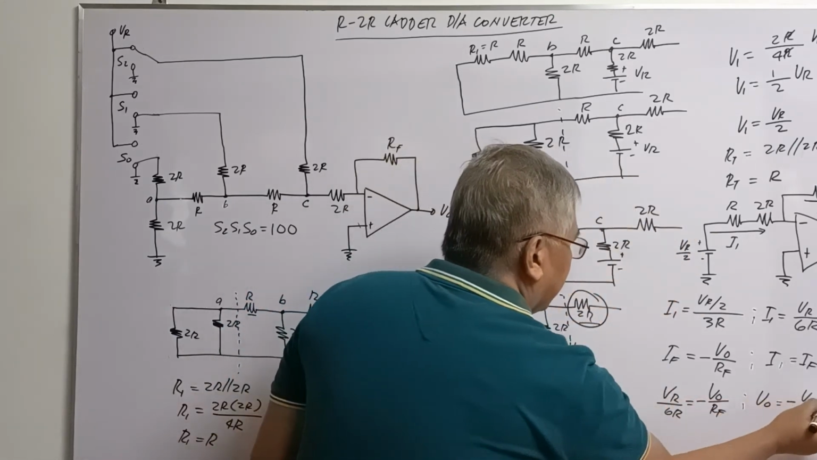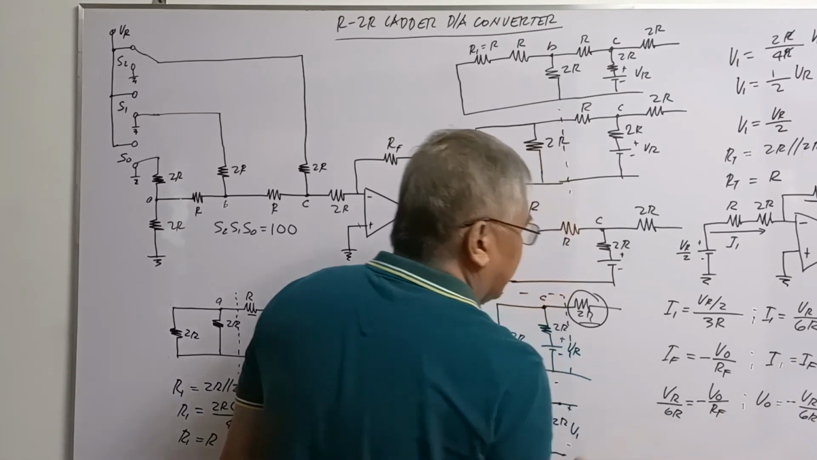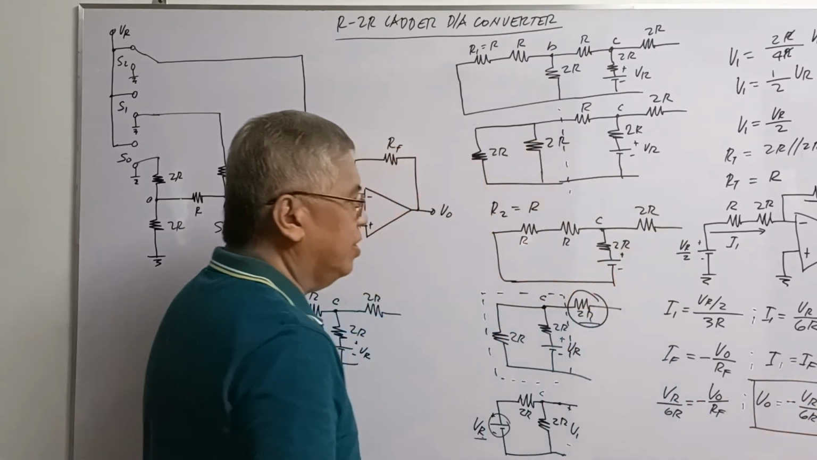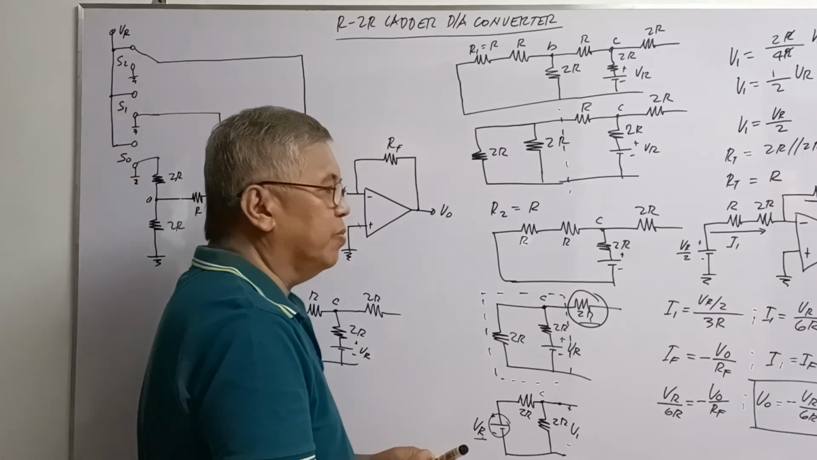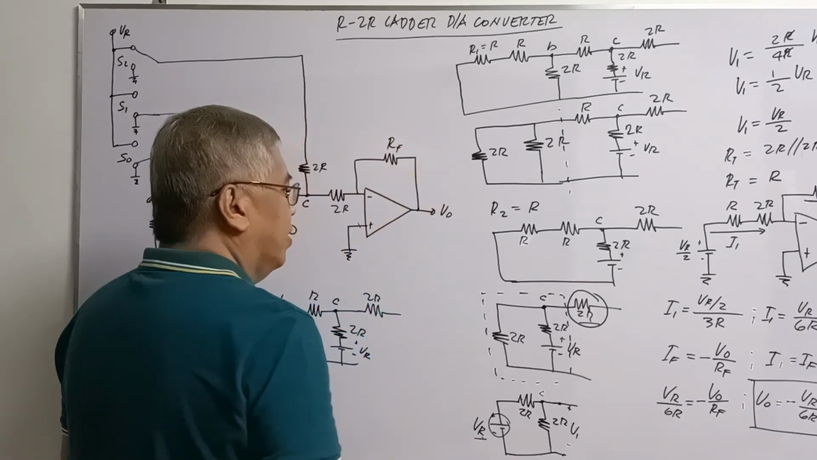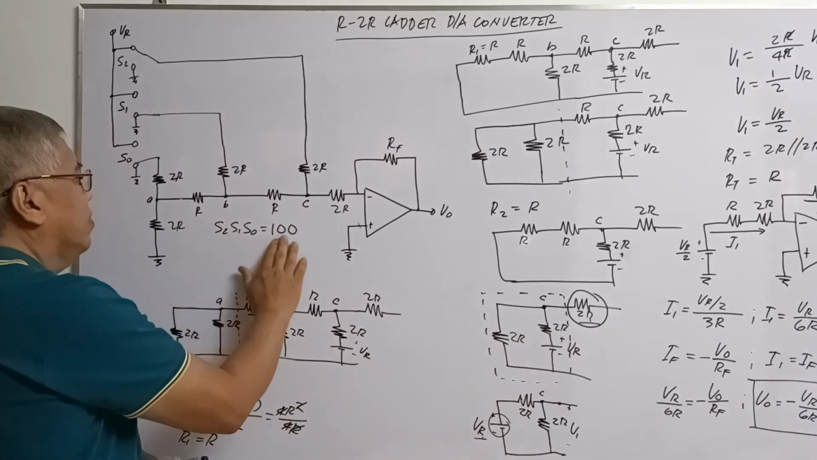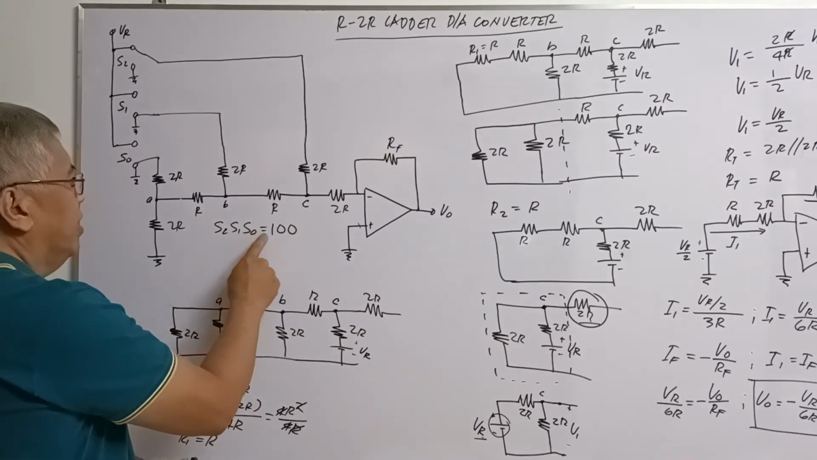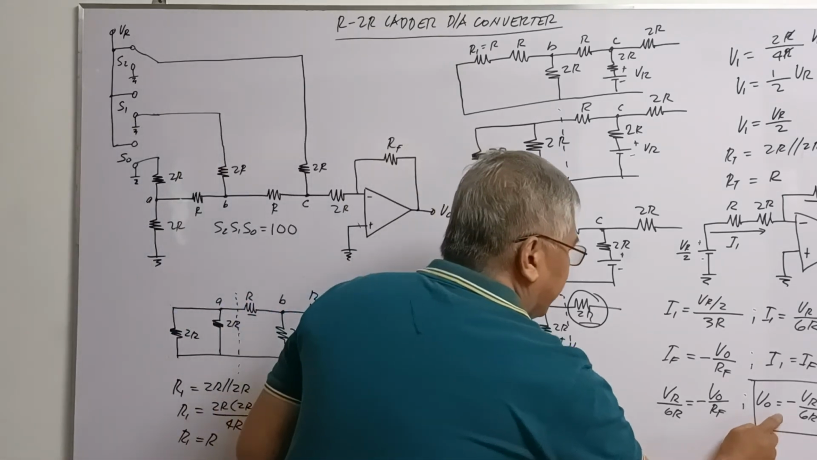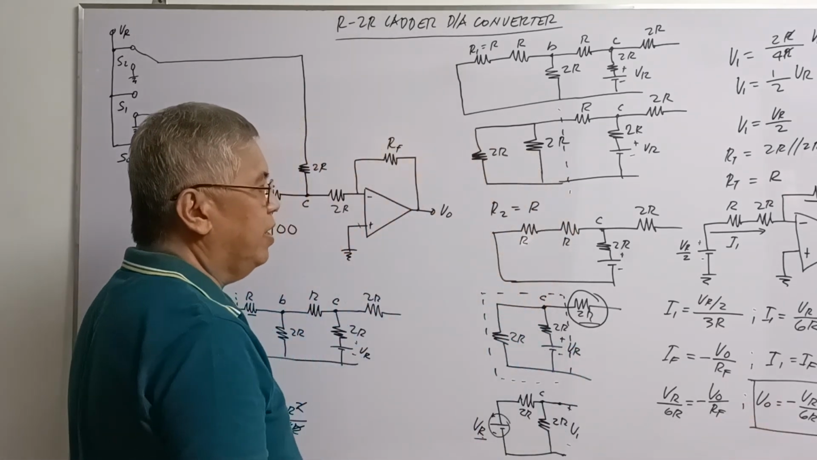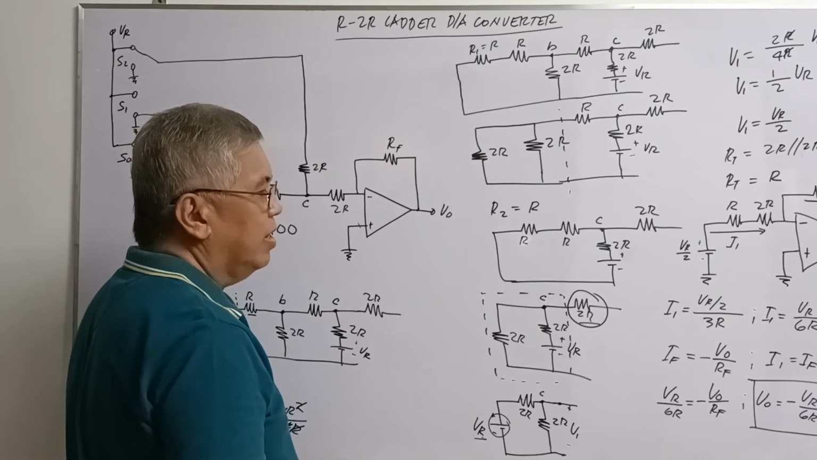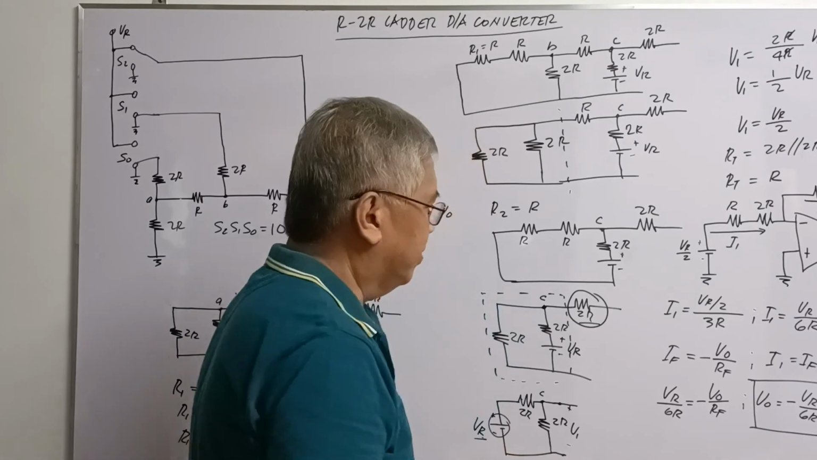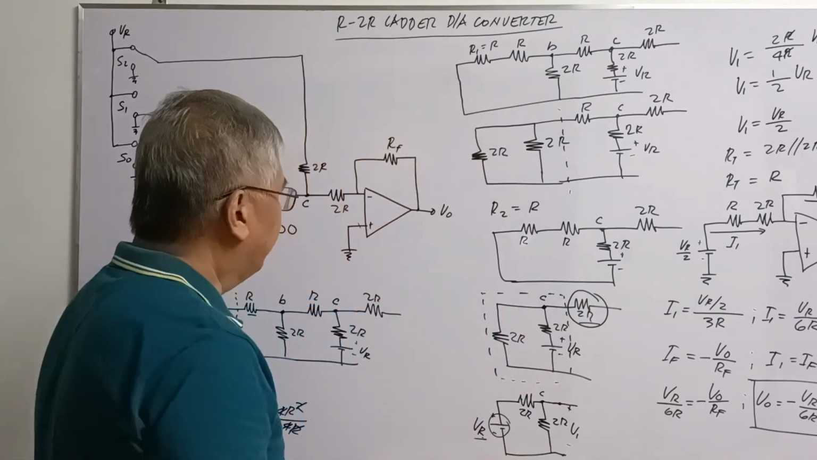Alright? So cross multiply. So you have VR RF over 6R. So that will be your V sub 0, or the output voltage for this particular condition of your digital input, no? 1, 0, 0. This will be your output voltage. VO is equal to minus VR RF over 6R. No? So, in absolute value, it can be a positive value.